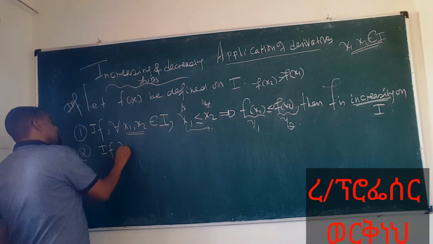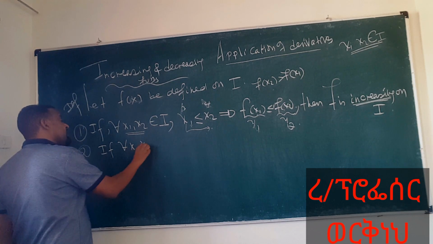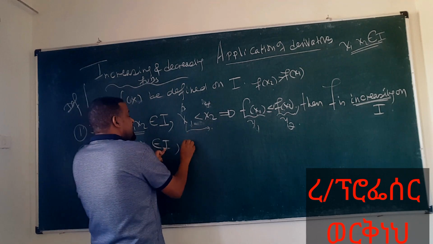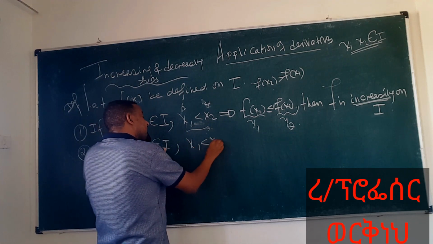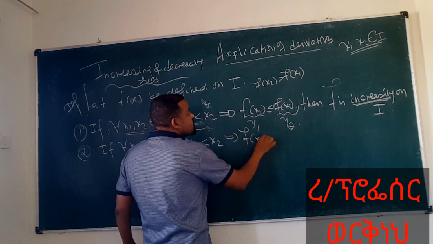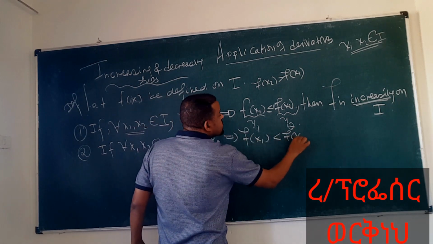Look at the same situation: if for all x1 and x2 coming from I, x1 is less than x2, the same situation now, which implies f of x1 less than f of x2. What does this mean?